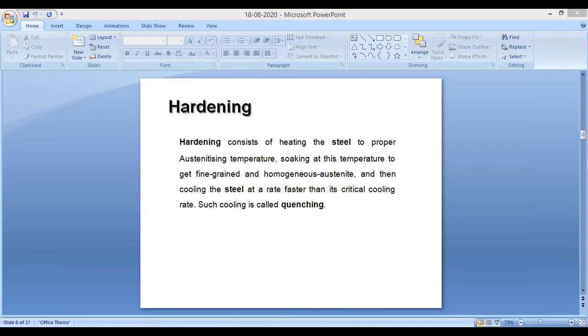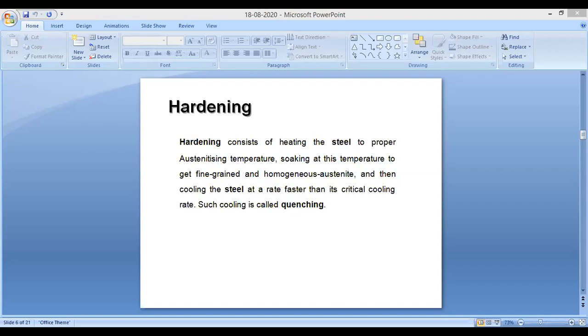Hardening consists of heating the steel to proper austenitizing temperature. Martensite is the hardest microstructure that can be produced in any carbon steel, but it can be produced only if the transformation of austenite to mixtures of ferrite and carbide is avoided by faster cooling of the steel, which is called quenching.